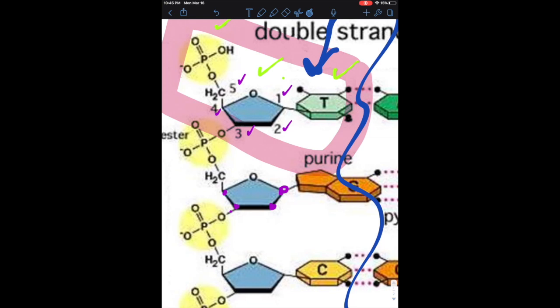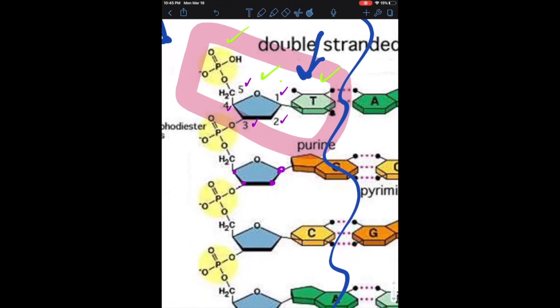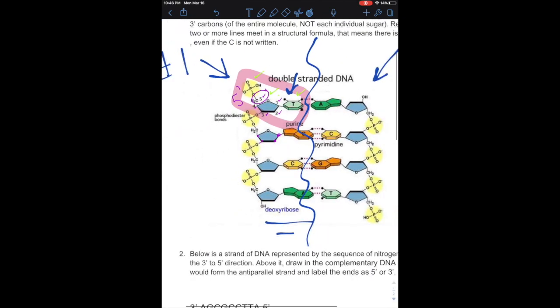5' is always connected to a phosphate group. So in order to determine what end of DNA is the 5' end or the 3' end, you look at the carbon that is hanging off. In this case, I would circle this 5' carbon and label this the 5' end of the DNA strand.